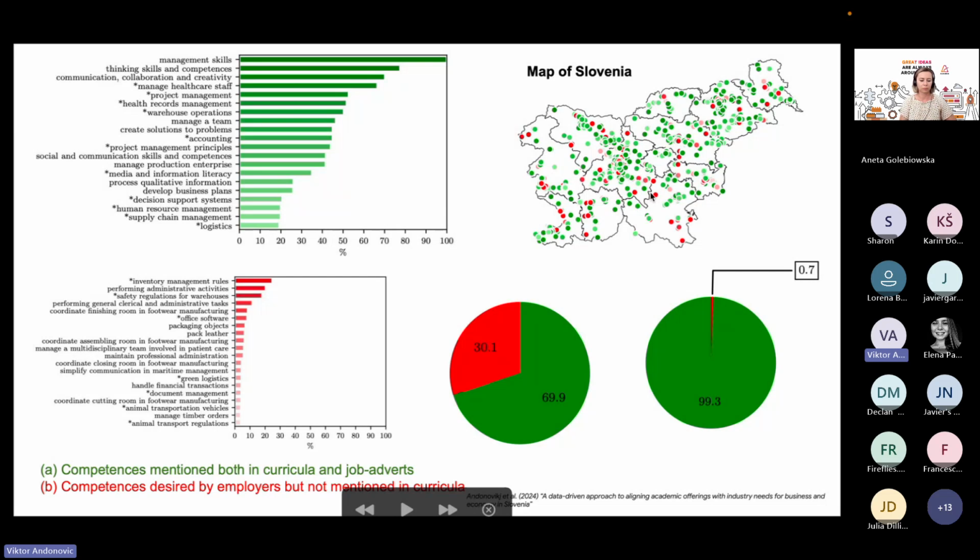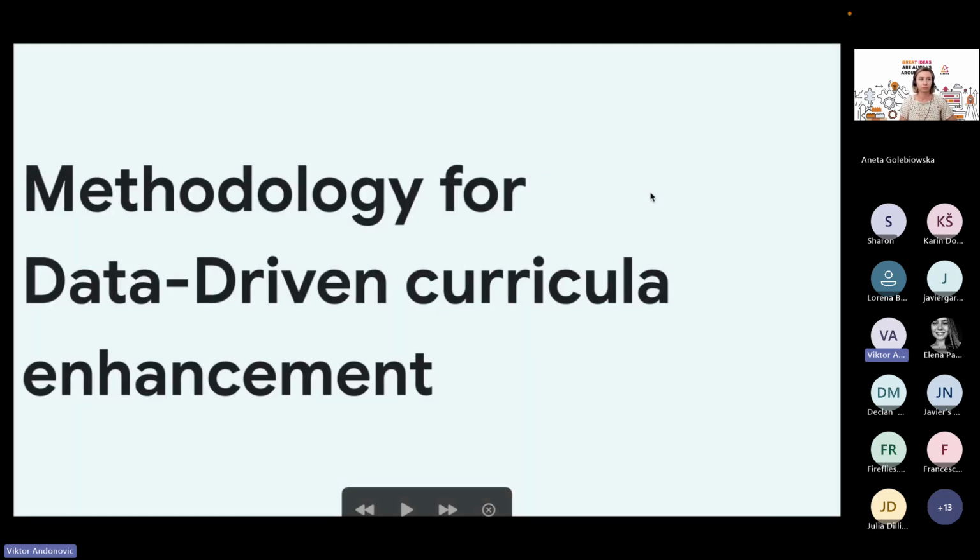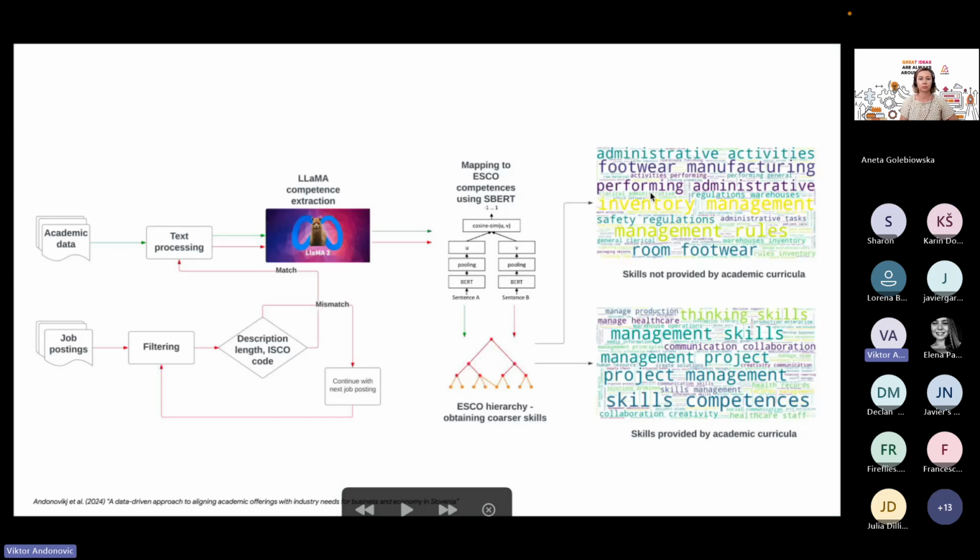So these were the main findings, and now I'm going to present the methodology on how we can enhance the academic curricula in the medicine domain in a data-driven way by following the patterns in the labor market. This is the main flowchart of our methodology, and I'm going to present this in a couple more slides. I'm going to come back to this because we are going to go over each component. But right now I'm just going to give the general picture of what this flowchart means.